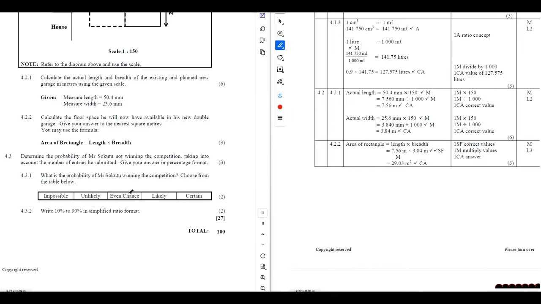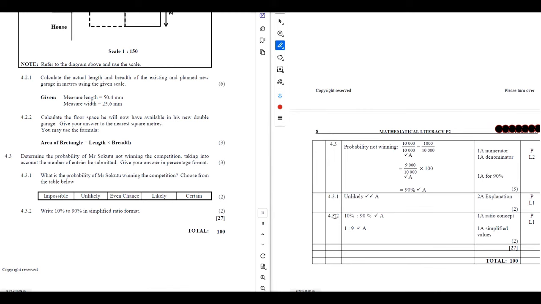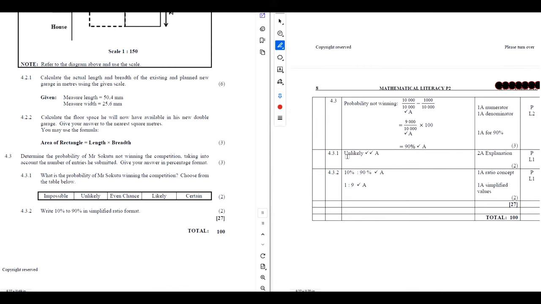Okay, and then next will be question 4.3, and here it is on our right hand side. Okay, so again, you check, you practice, and then you check whether what you practiced is correct or not. And that brings us to the end of our question paper.